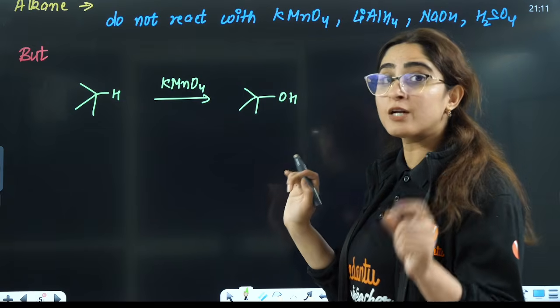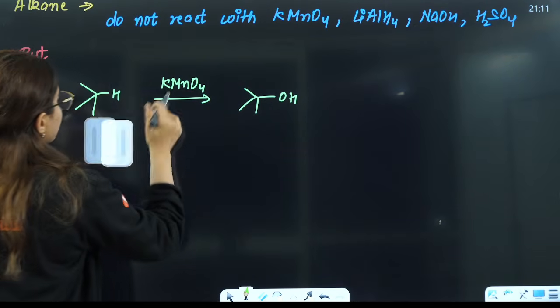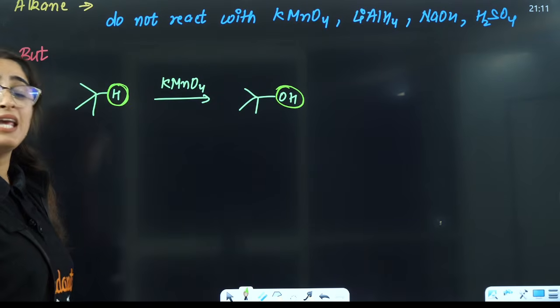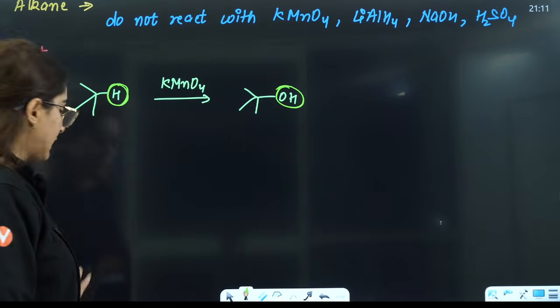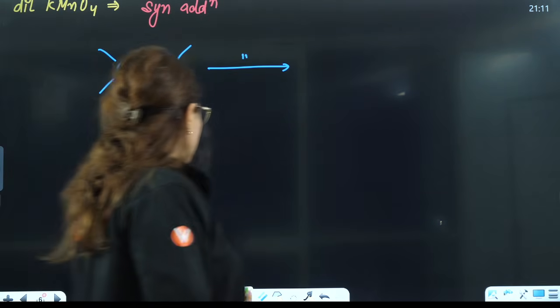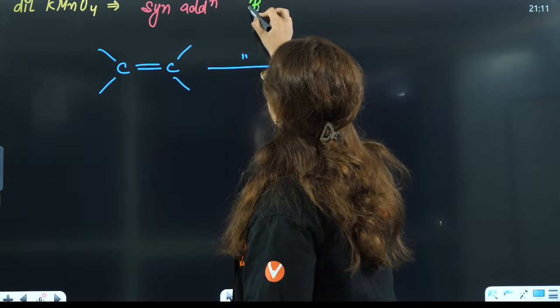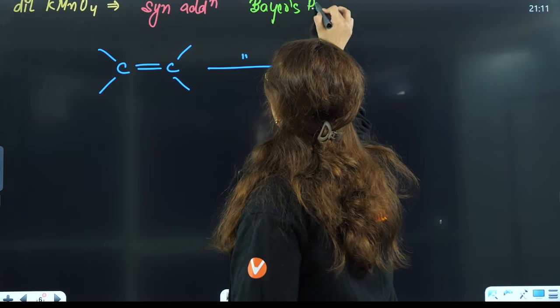Alkane does not react, but tertiary alkane reacts with KMnO4 and this hydrogen is replaced by OH. Again, a very important reaction. Okay, this only happens in case of tertiary alkane. Okay, next is dilute KMnO4. This is actually Baeyer's oxidation, or you can say Baeyer's reagent. This is Baeyer's reagent.